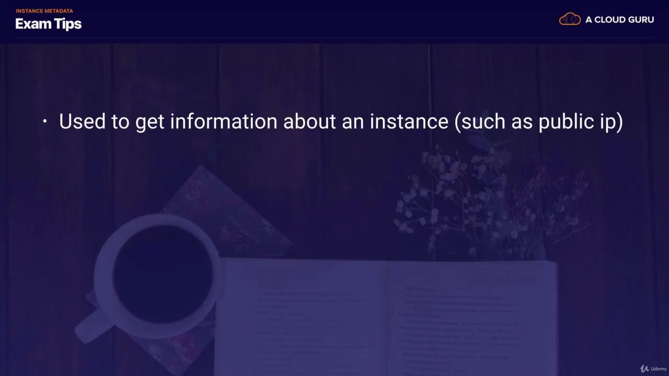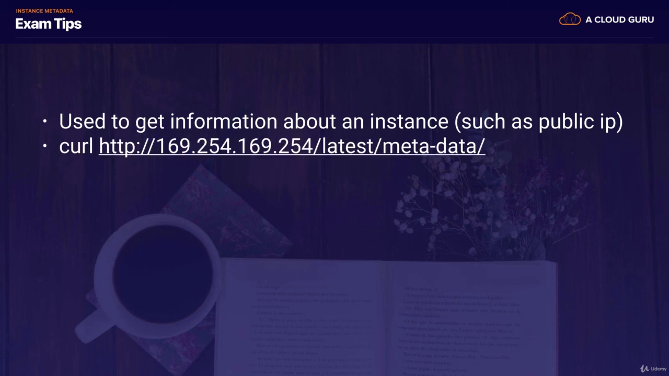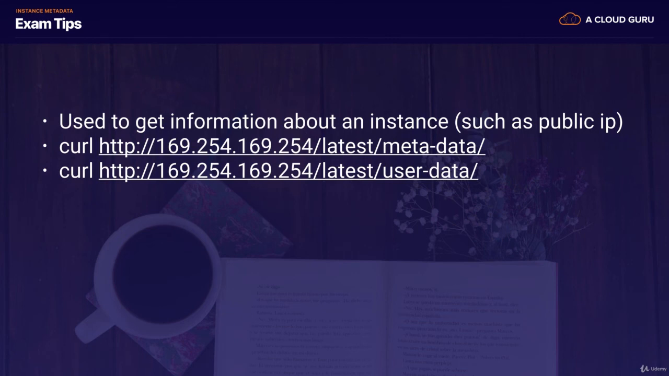So what are my exam tips? Just remember that metadata is used to get information about an instance, such as its public IP. You can do that by running this command: curl http://169.254.169.254/latest/meta-data. And then you can also get your user data, and your user data will simply contain the Bootstrap script that you ran, and that's what's passed to it when it is first provisioned. You can get that by running the curl command, 169.254.169.254/latest/user-data.